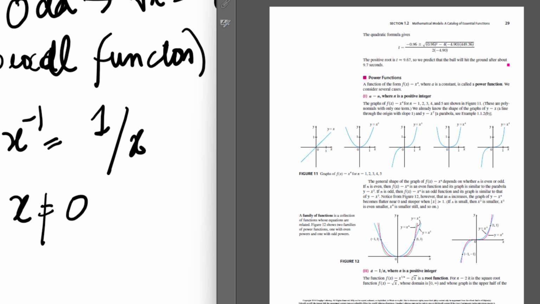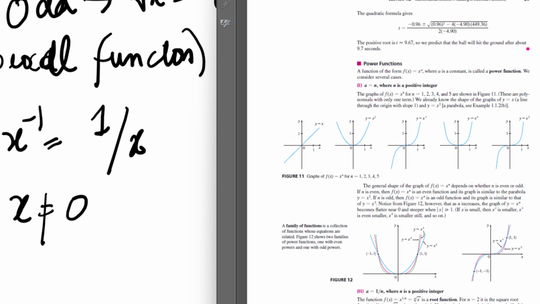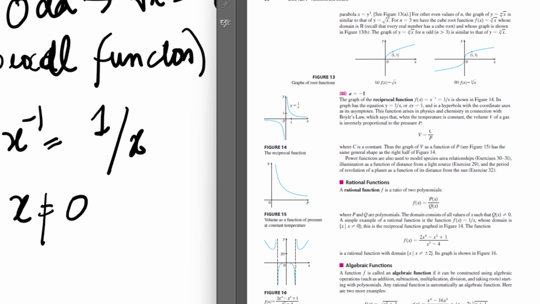If I discuss the graph, the graph of the linear function, as in figure number 11, will always be when the power is 1. Then the graph would be linear. When the power is 2, 4, an even function, the graph will be like a parabola. And when the powers are odd, the graph will be an S shape. So this is all about the power function.